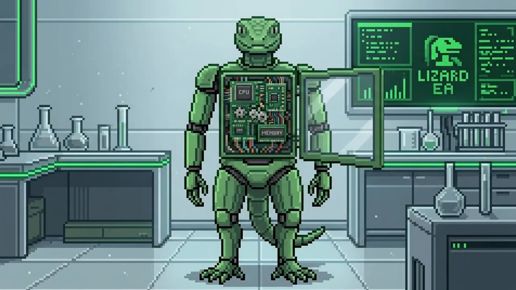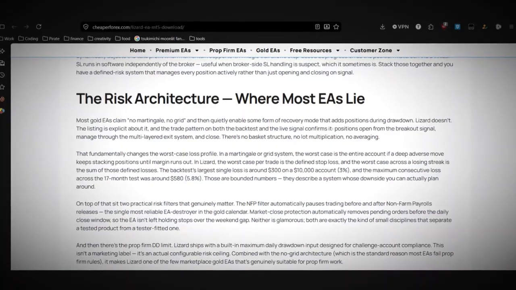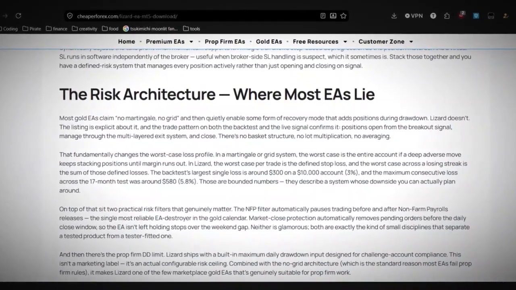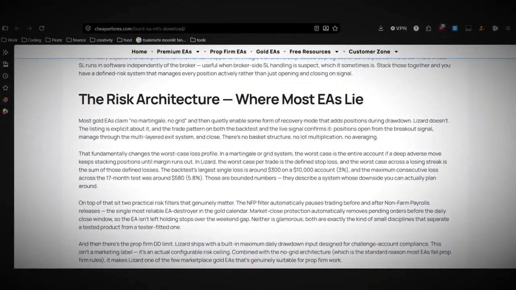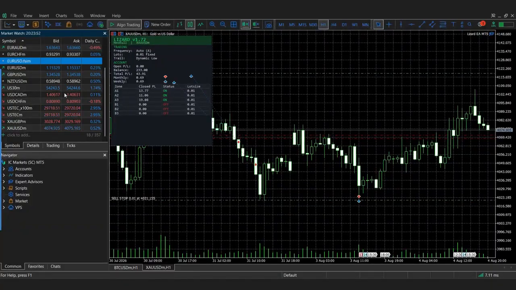Because it means the worst case is not the entire account if a deep adverse move keeps stacking positions until margin runs out. The worst case per trade is the defined stop loss. And the worst case across a losing streak is the sum of those defined losses. You can actually plan around that. You're not praying the market reverses before your margin call.